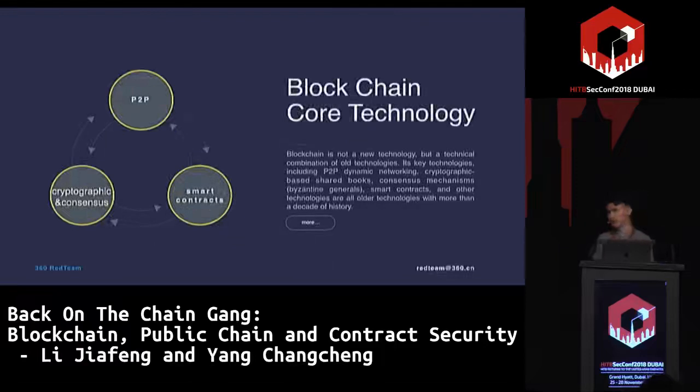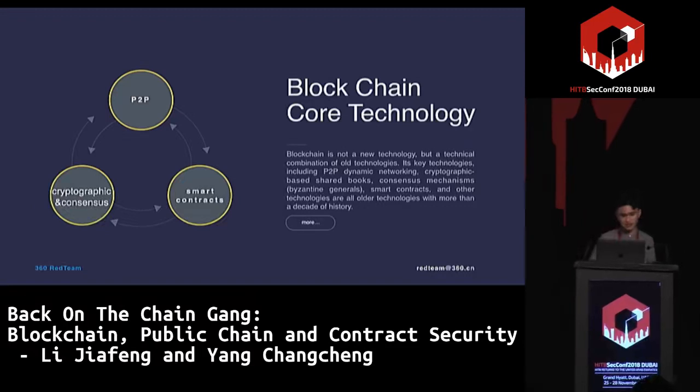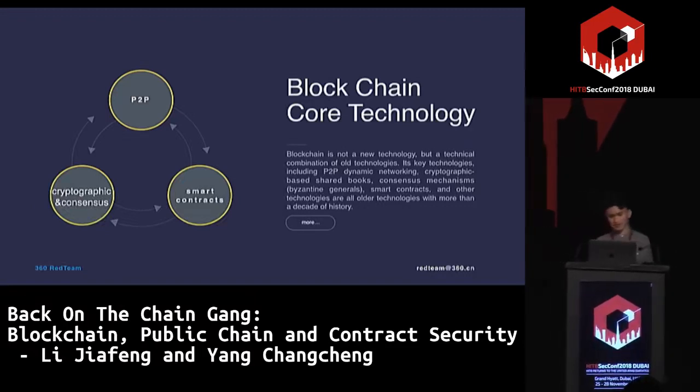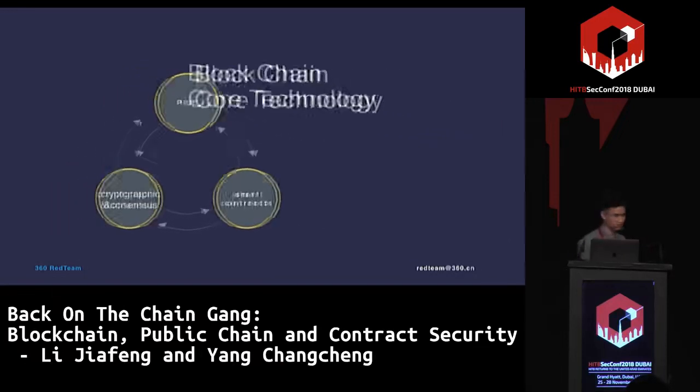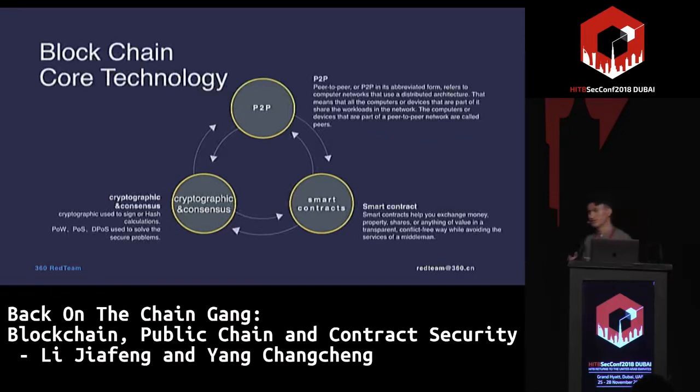So we need to figure out more information. This is the blockchain's core technology: P2P, smart contracts, cryptography and consensus. Blockchain is not a new technology, but a technical combination of old technologies. Its key technologies, including these, are all older technologies with more than a decade of history. For example, we can look at something.